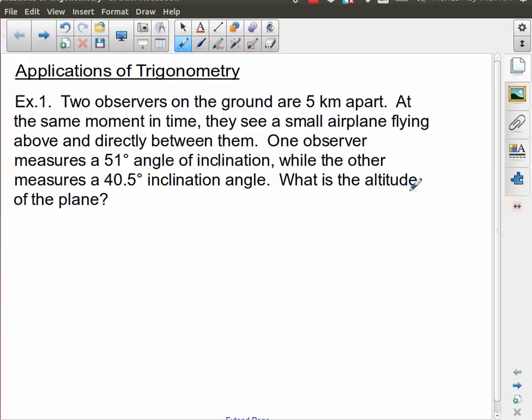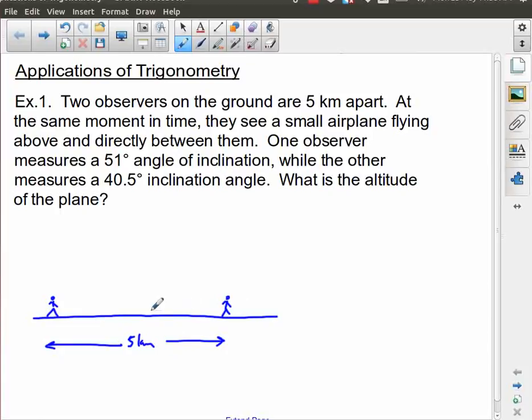And it's really important as you're doing your reading, don't just focus on the question that's being asked, but of course you do need to know that piece of information. So in this case, we have two observers on the ground and they are standing 5 kilometers apart. And at the exact same moment in time, they see a small airplane flying above and directly between them. So there's the ground. I have my two observers, and they are 5 kilometers apart.